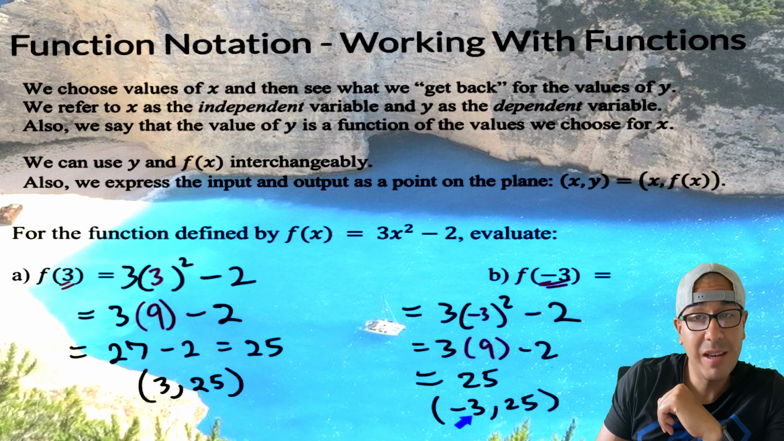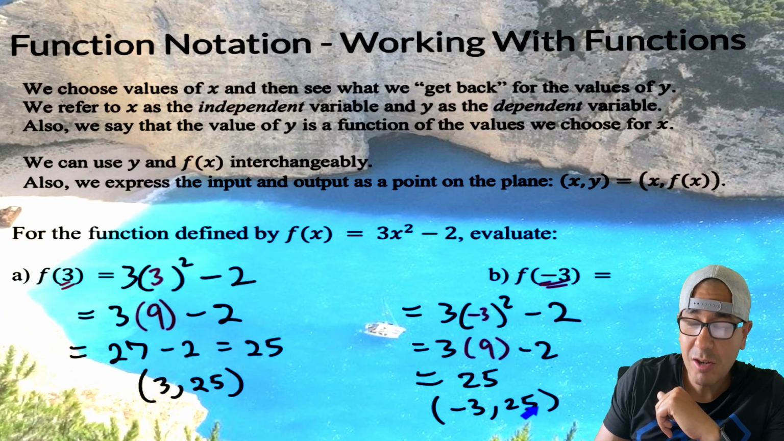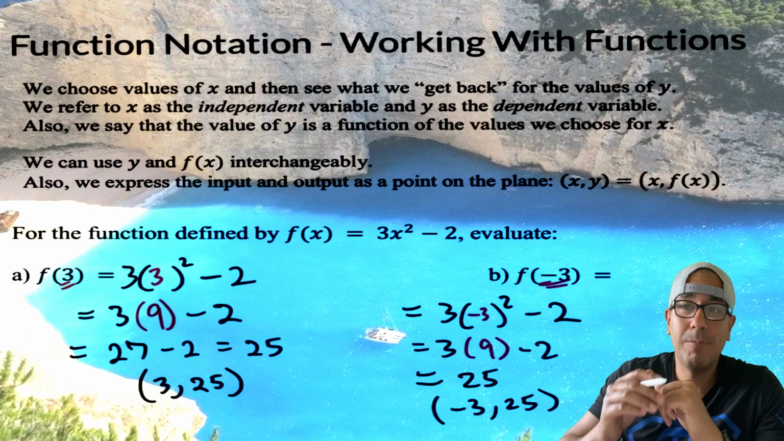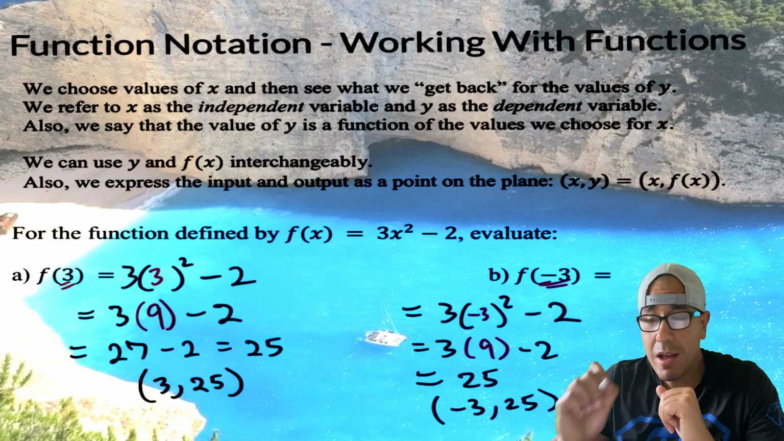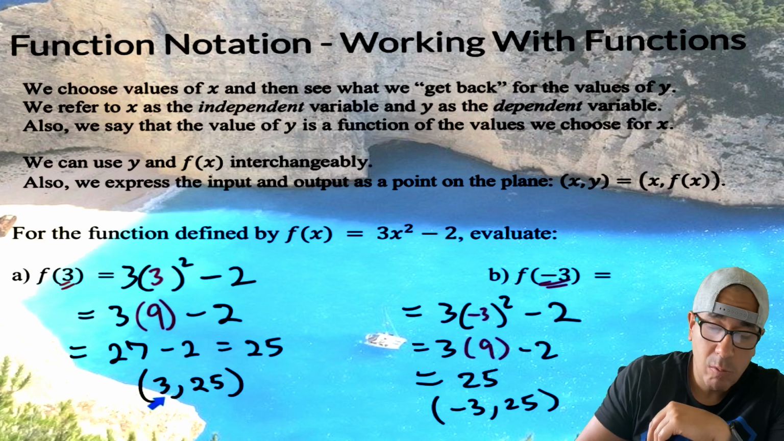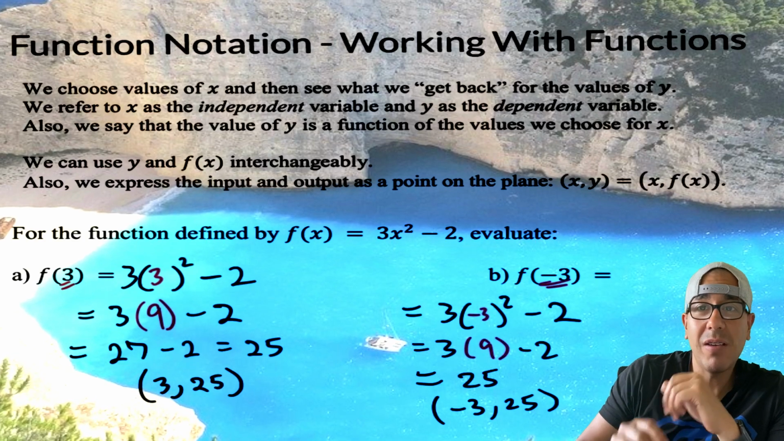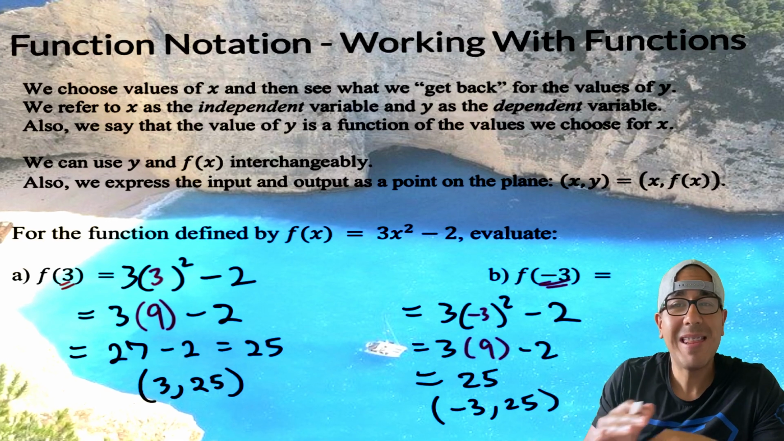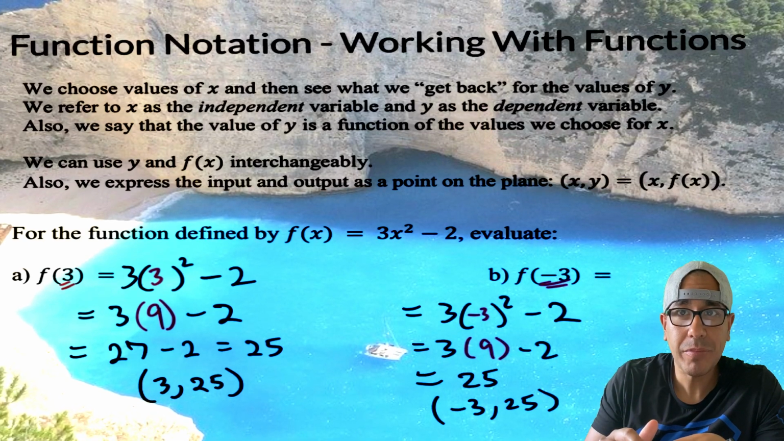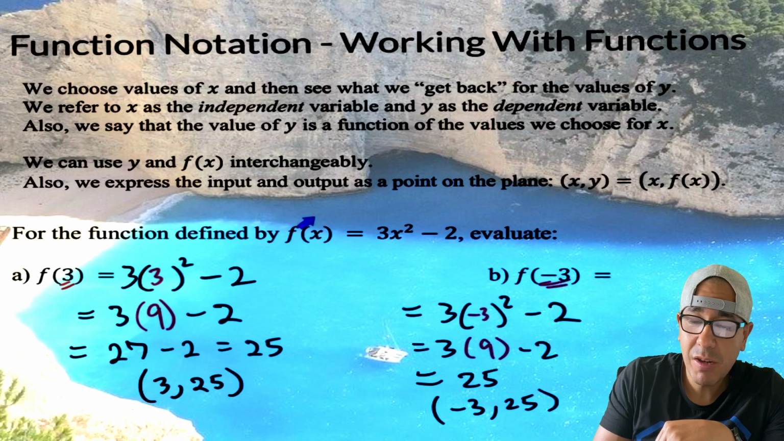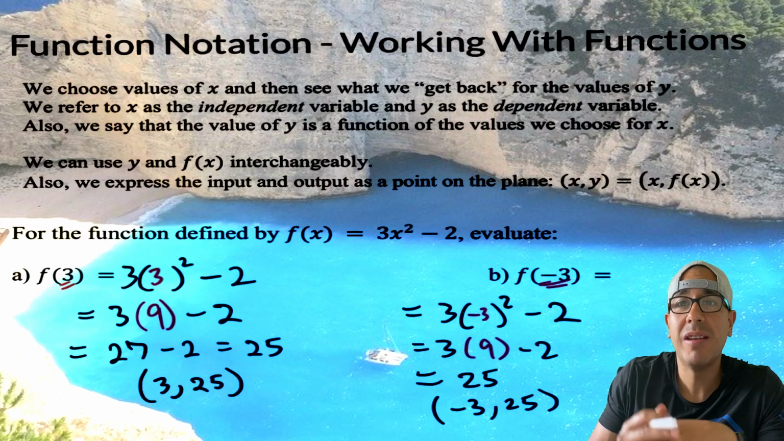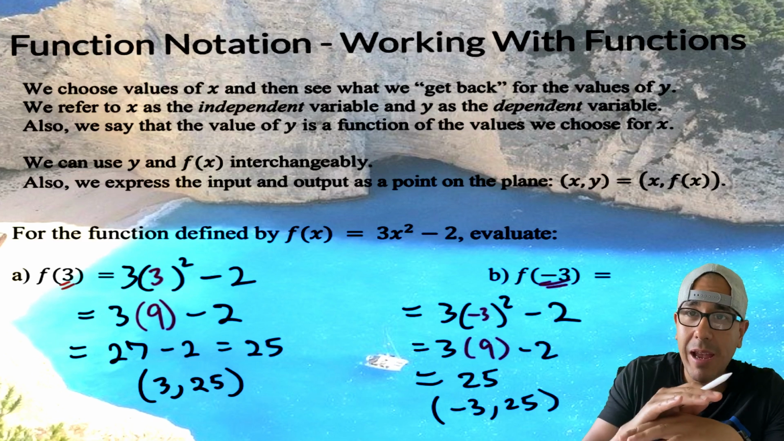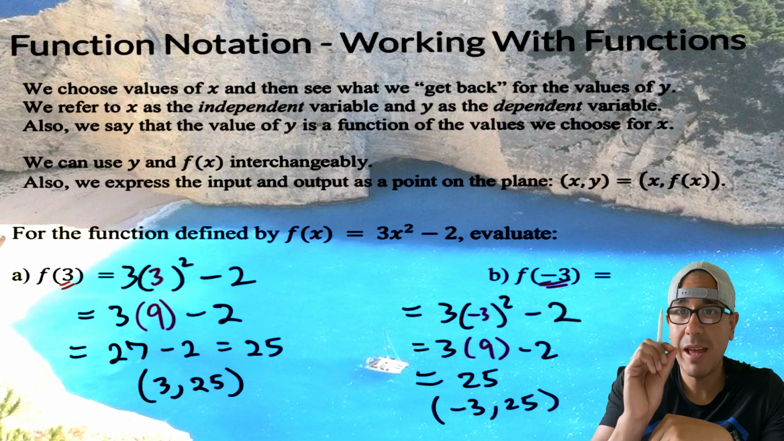Every time I plug in a -3, I'm going to get a 25. It's okay to get the same output, right? What's wrong is if I plugged in 3 one time and I got 25, and then later on I plugged in 3 again and got some different result, then this wouldn't be a function. But by using this function notation, I don't have to worry about it. The author already tells us you're going to get the same answer every time when you use that input.